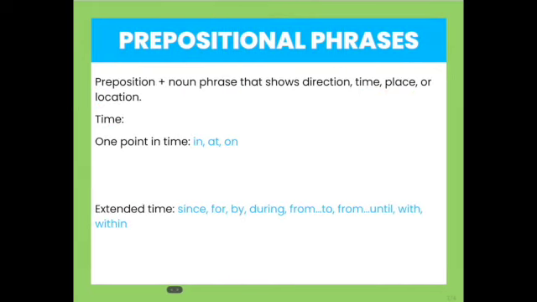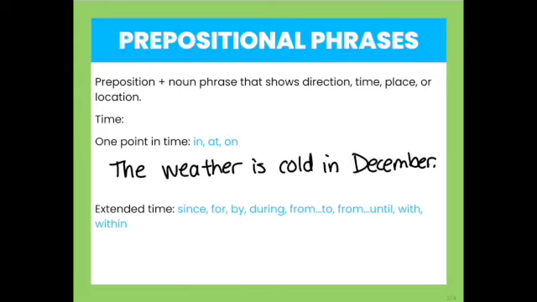Let's look at time. We have lots of prepositions that can help us illustrate time. Sometimes we want to talk about a single point in time. Let's take the sentence, the weather is cold in December. In this sentence, we are talking about the weather being cold, right? We could have actually ended the sentence there, the weather is cold, but we want to talk about the time in which the weather is cold. So we use the prepositional phrase, in December. One of those is a noun, the name of the month, but the other one is that preposition. The preposition in this case is the word in.